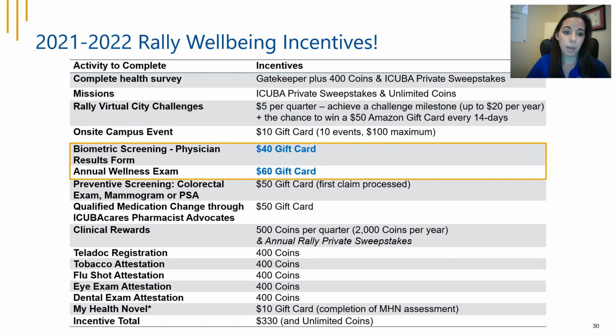The next is the biometric screenings and the annual wellness exam. And I really like to pair these into one bucket, totaling $100. I go to my annual wellness exam where my doctor does my annual blood work. And at that same point in time, I can print out the physician results form and have my doctor complete the form while he's reviewing my blood work with me. Super quick, super easy, and two birds with one stone.